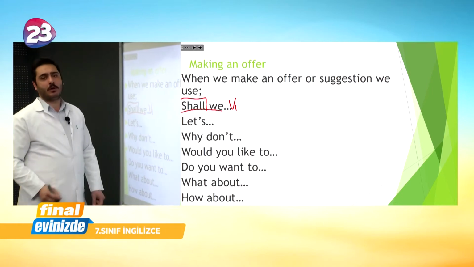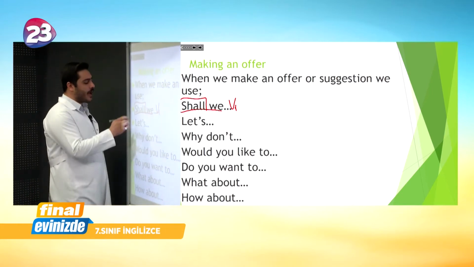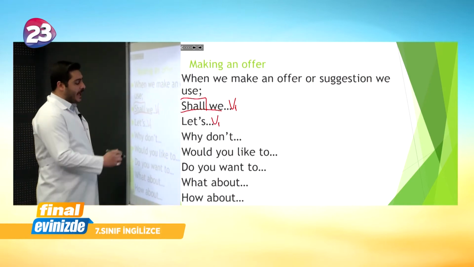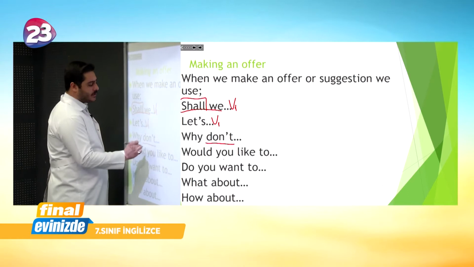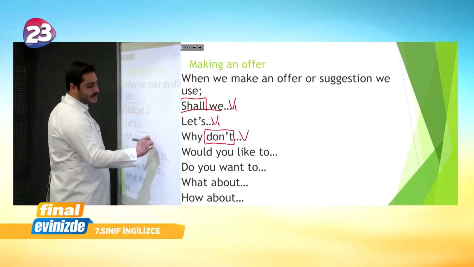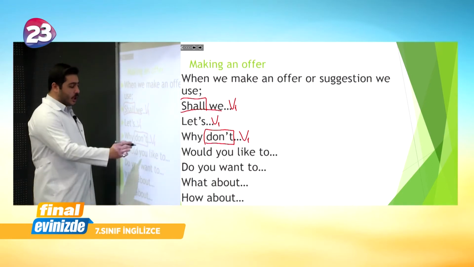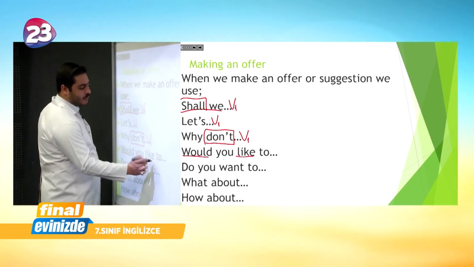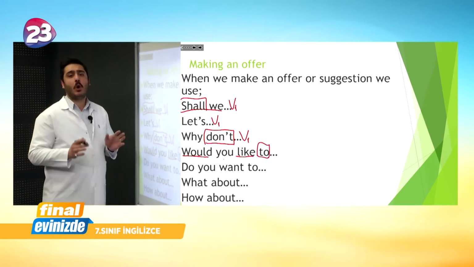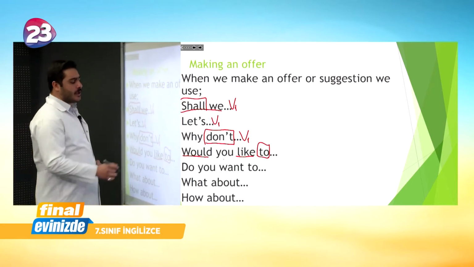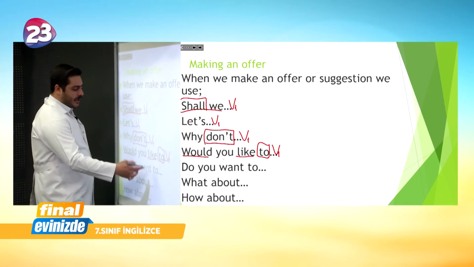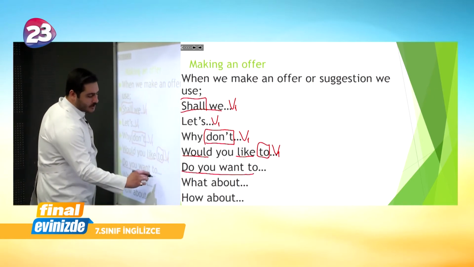Let's is a modal also, and so after let's, we should use verb 1. Why don't? Can you see don't? It is in simple present tense, so we should write verb 1 after that. Would you like to? Can you see that to? In English, after all infinitives, we have to use verb 1. So it is the same for do you want to?